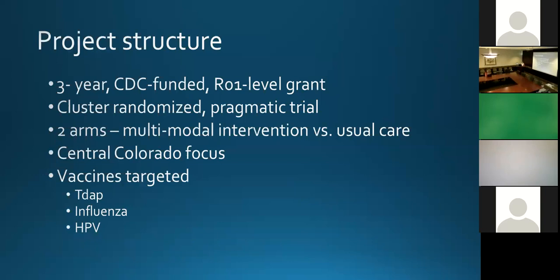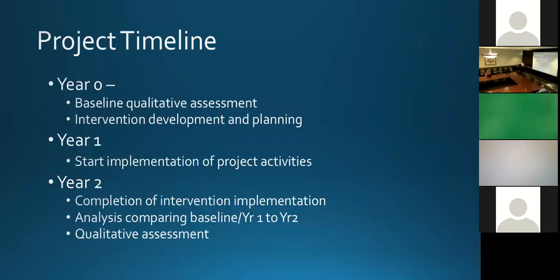The geographic focus of the trial was in central Colorado. And at the time, there were really 3 vaccines that were targeted. This was, remember, before ACOG came out with the statement saying that OBGYN should be able to provide all recommended ACIP vaccines. At the time, the focus was more specifically on these 3 vaccines, which were Tdap, influenza, and then the human papillomavirus vaccine, or HPV.